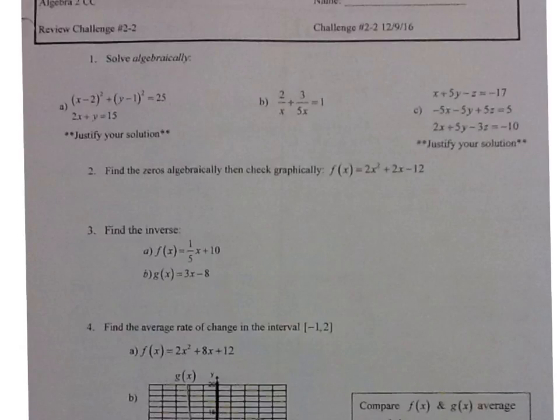Okay, so this is the review for the second test for the second quarter. So number 1 says solve algebraically. So I have (x - 2)² + (y - 1)² = 25, and 2x + y = 15. The first equation, the one on top, is the equation of a circle, and the equation on the bottom is your linear. And then it says to justify your solution, which means that when you're done, you're going to do a check. You're going to plug in either both solutions or only one if you have just one, and check to make sure it works. Okay.